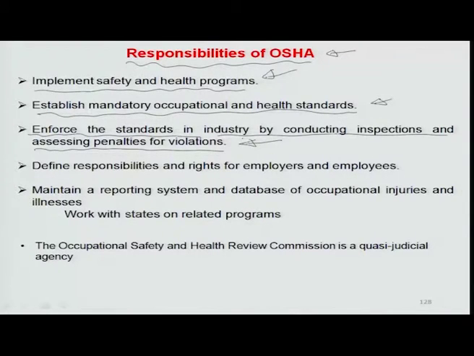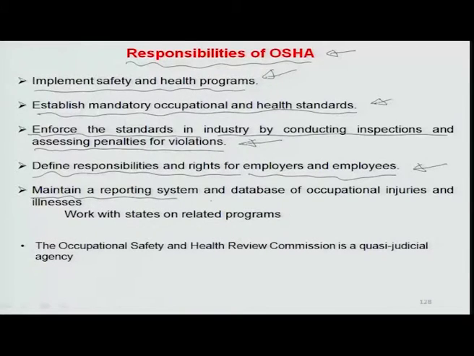In terms of complying to OSHA guidelines, okay, and then also define responsibilities and rights for employers and employees, which gives both the stakeholders an idea of not getting exploited in a given unfortunate situation of an industrially unsafe practice being carried out leading to an accident, okay.